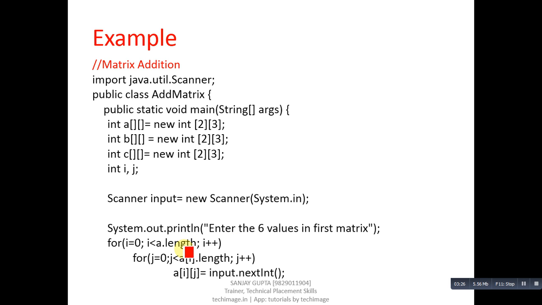For reading purposes, a nested loop is used. You can notice that I have used a.length. It will find out the number of rows, and inside each row, how many columns or elements are available, we can identify with a[i].length. Then a[i][j] equals input.nextInt. This input.nextInt will read all the elements one by one, and those elements will be stored in a[i][j]. This is the process through which we can read elements of a 2D array.